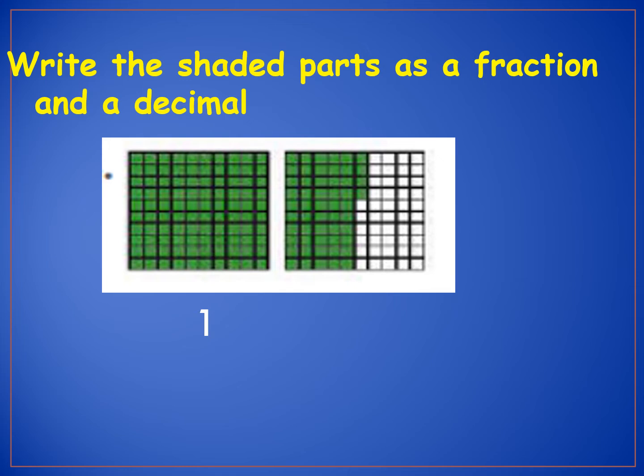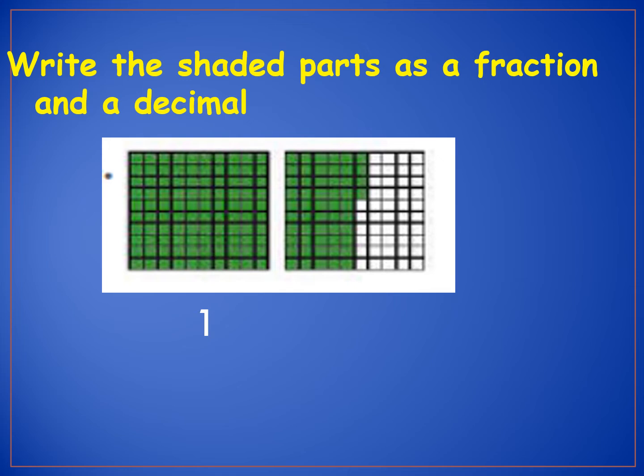One more example here. Write the shaded parts as a fraction and a decimal. That shape here, guys, has two parts. The first rectangle, all of the parts are shaded, and in the second rectangle, only some parts are shaded. If you look at the shape where all the parts are shaded, that means the whole shape is shaded. So that will be one whole.